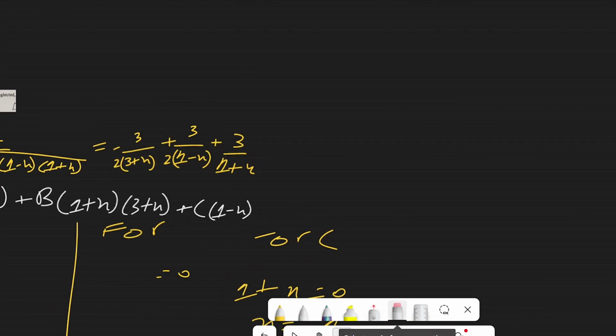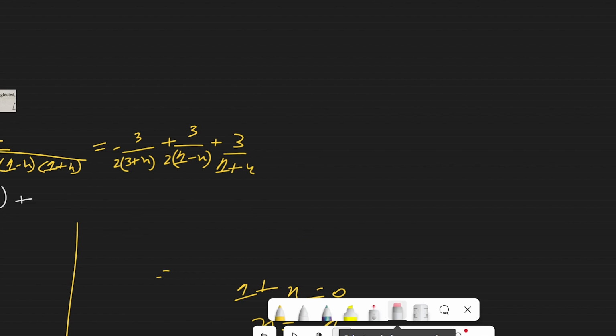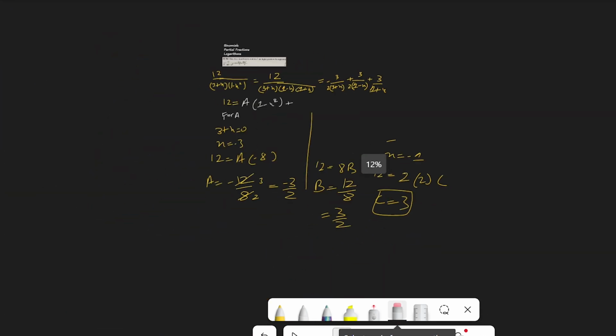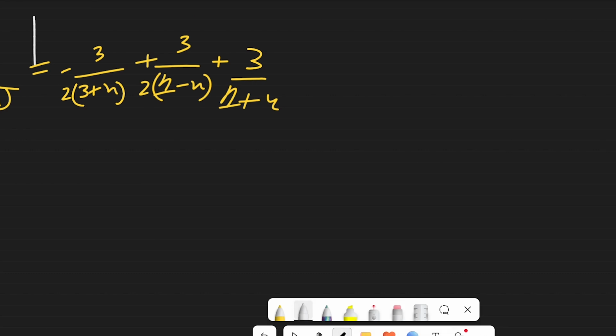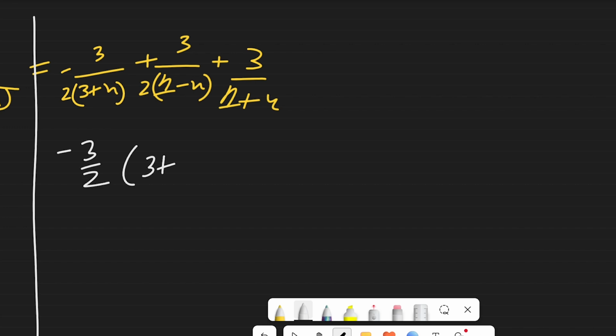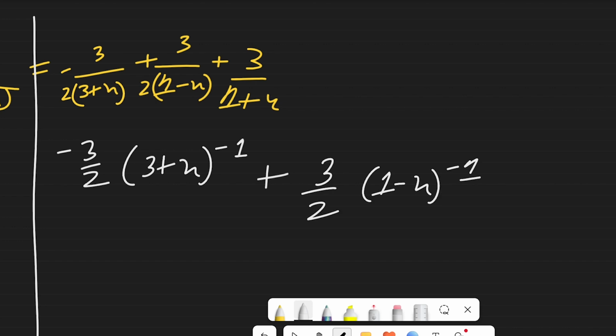Let me just erase this entire thing so that I can do it underneath. That would be much easier for me. Okay, perfect. Now what do we do? We need to basically expand all these, right? So it is minus 3 over 2, and then we have a 3 plus x whole power minus 1. Then next up we have plus 3 over 2 into 1 minus x whole power minus 1. We have 3 into 1 plus x whole power minus 1.